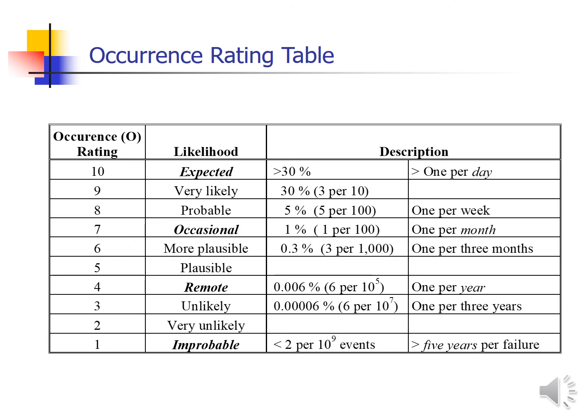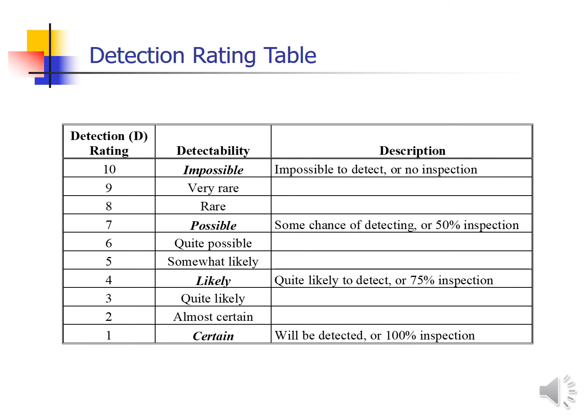5 is possible, between the range. For remote, 0.06, 6 per 10,000. Number 3 is unlikely, 0.00006%, 6 per million. Number 2 is unlikely, and number 1 is improbable, less than 2 per 1000, and now it's a billion. 5 years for failure. This is correct. Impossible, it is 10, the highest.